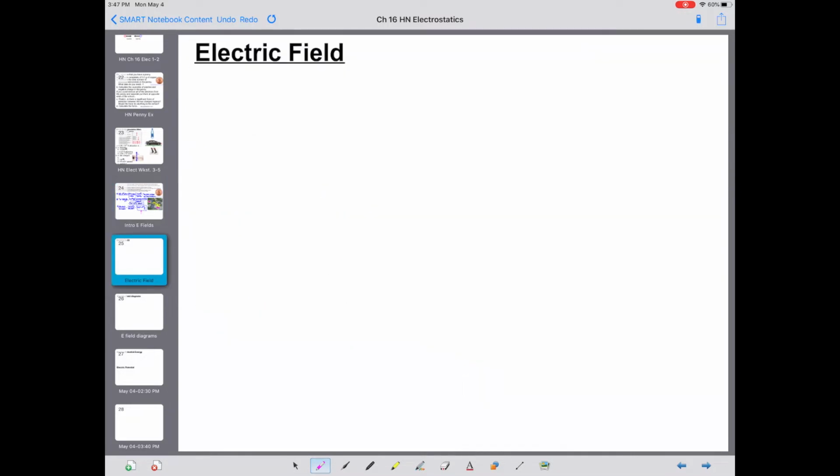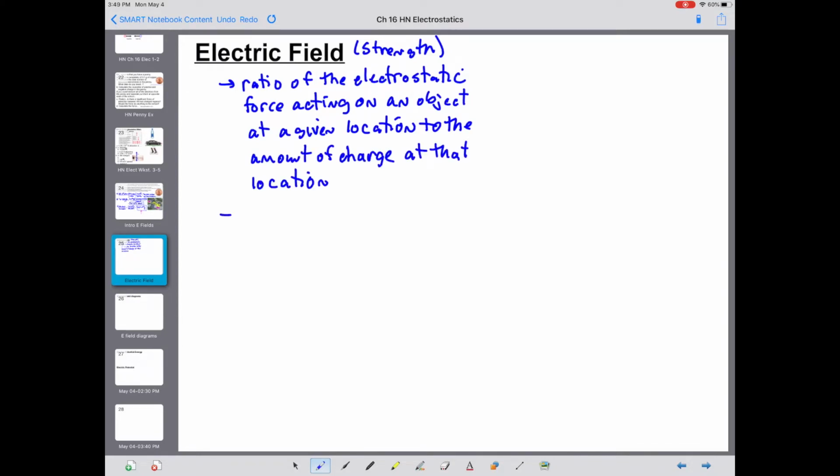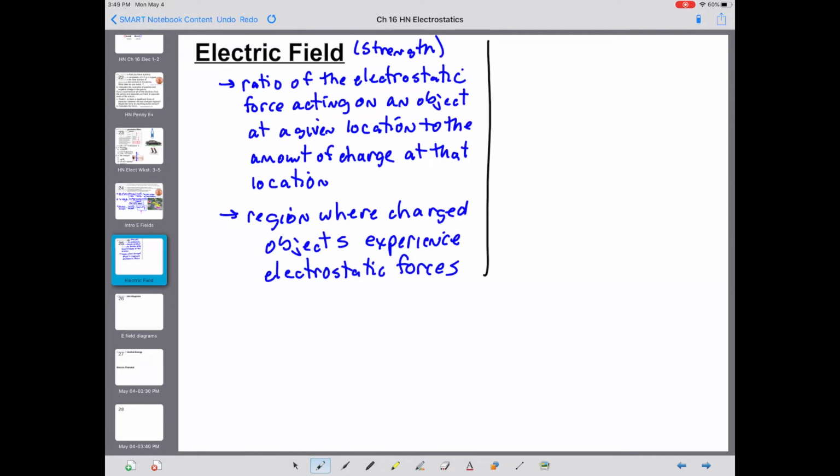So let's take that and now define that as electric field, or sometimes we'll also attach the word strength there because it is a numerical value for electric field strength. Electric field strength is basically the ratio of the electrostatic force acting on an object at a given location to the amount of charge at that location. More generally, we can say there is an electric field if there is a region where charged objects experience electrostatic forces.